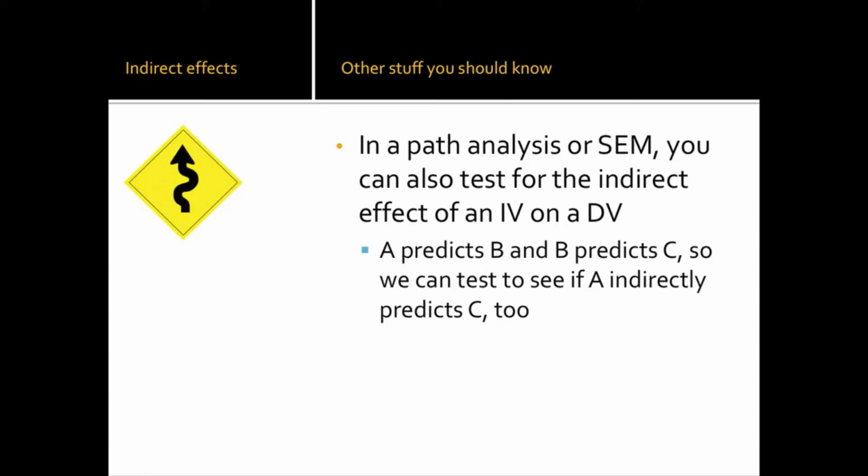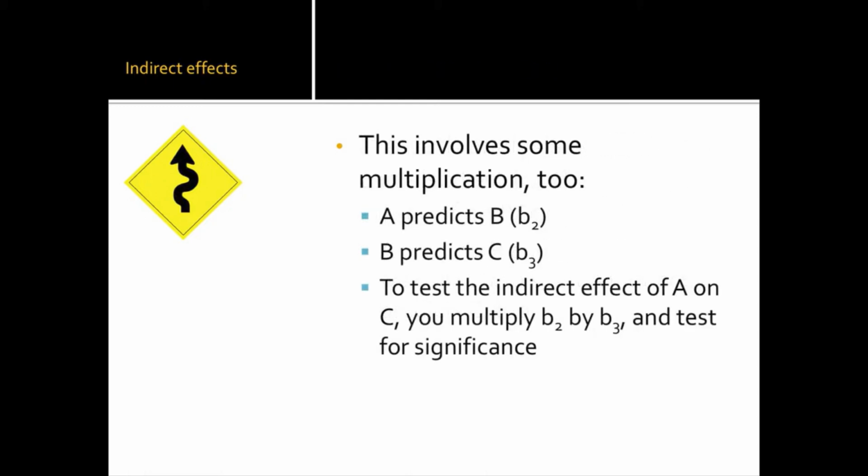in bigger SEM models. If you just have A, B, and C, then this looks kind of just like a mediation model. But we'll talk about it here because there's some multiplication involved if we do want to test these indirect effects in this way. So if we have A predicting B and B predicting C, then we have regression coefficients for each of those. Unstandardized regression coefficients specifically here are useful.